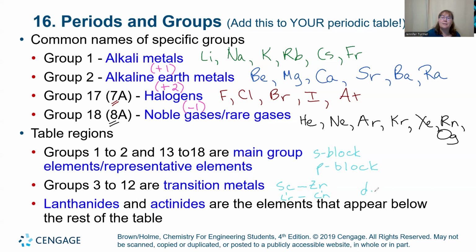And you'll learn more about this later, but this is known as the D block. Okay, the lanthanides and the actinides appear below the rest of the table, and you can see that they're sandwiched between the P block and the S block. And these you will later know as our F block.